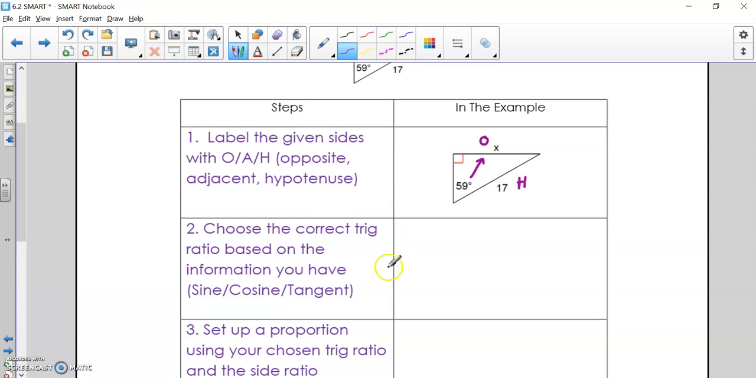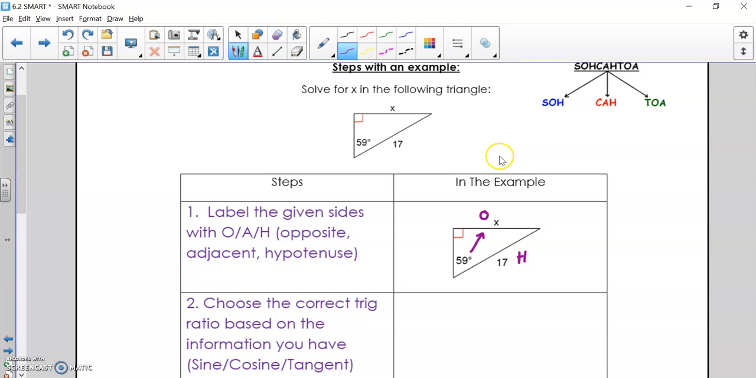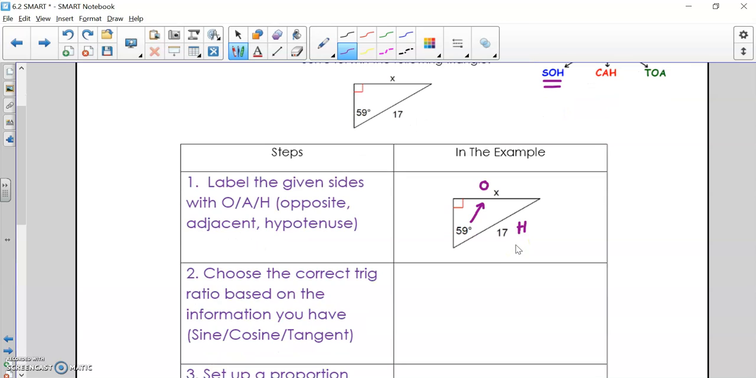Okay, step 2 is to choose the correct trig ratio based on the letters that we labeled. If we labeled O and H, this is why I told you to ignore A, because we only have things on these two sides. You look up here and say, sine deals with OH, cosine deals with AH, tangent deals with OA. So it must be sine that we're using because we only have O and H to work with.